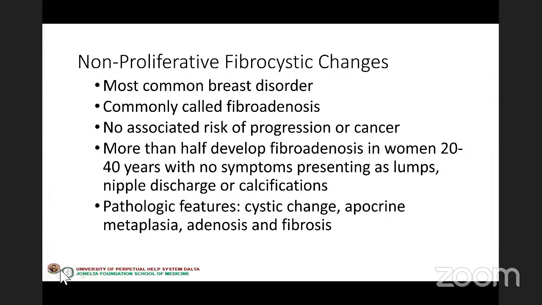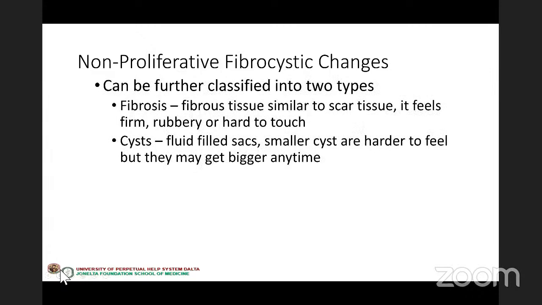Fibroadenosis can be further classified into two types. You have your fibrosis, which is fibrous tissue similar to scar tissue, and it will feel firm, rubbery, or hard to touch. It could also be cystic, which would be your fluid-filled sacs. The smallest cysts are harder to feel, but they may get bigger anytime.